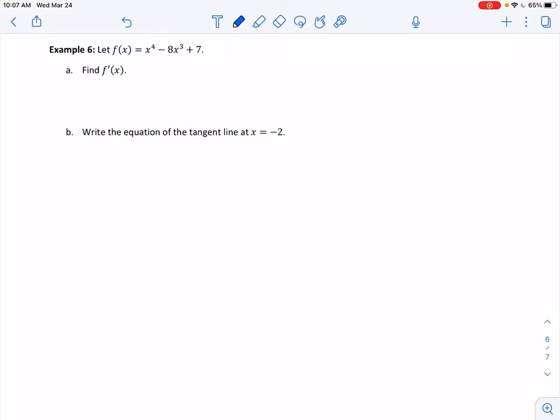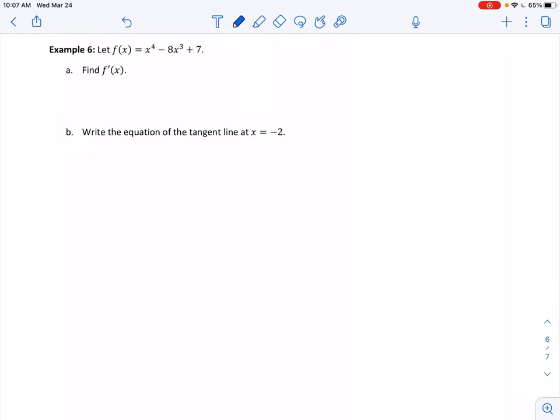To wrap up this section, we're going to revisit a couple of problems that we looked at from 2.4. We're just going to see how they're different, if at all, now that we have our power rule instead of using the four-step process. So we're going to be working with the function f of x equals x to the fourth minus 8x cubed plus 7.